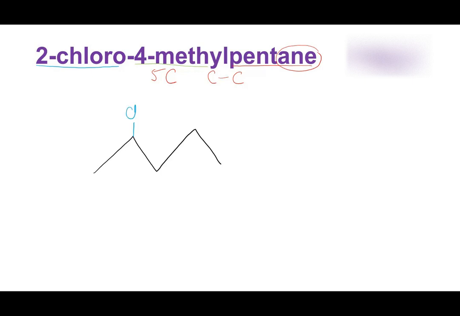Chlorine goes on the second carbon. Methyl goes on the fourth carbon. This is the structure for 2-chloro-4-methyl pentane.